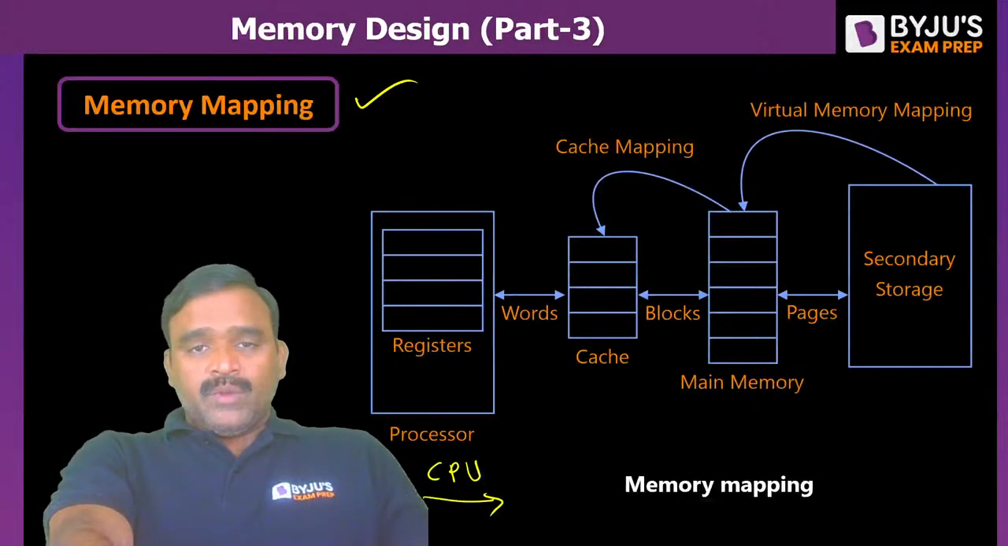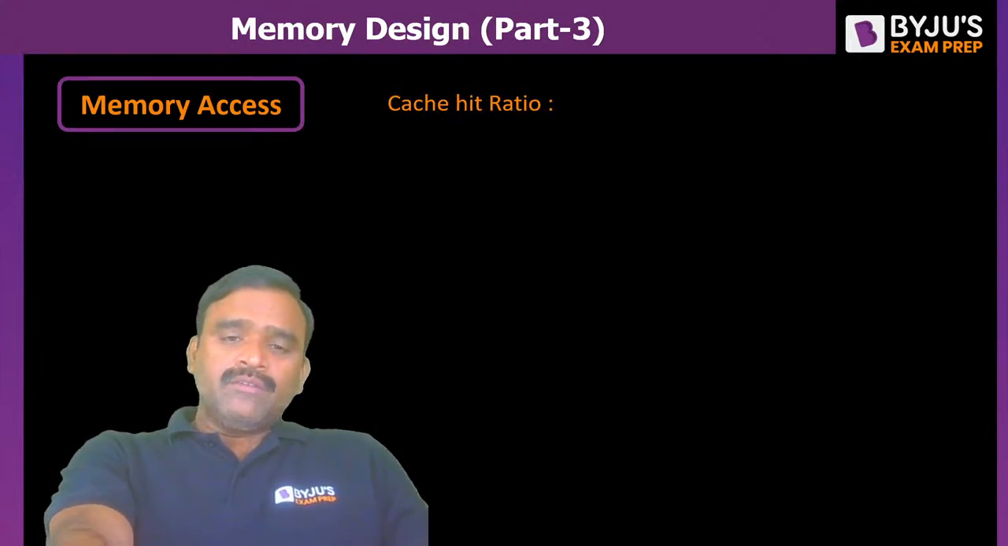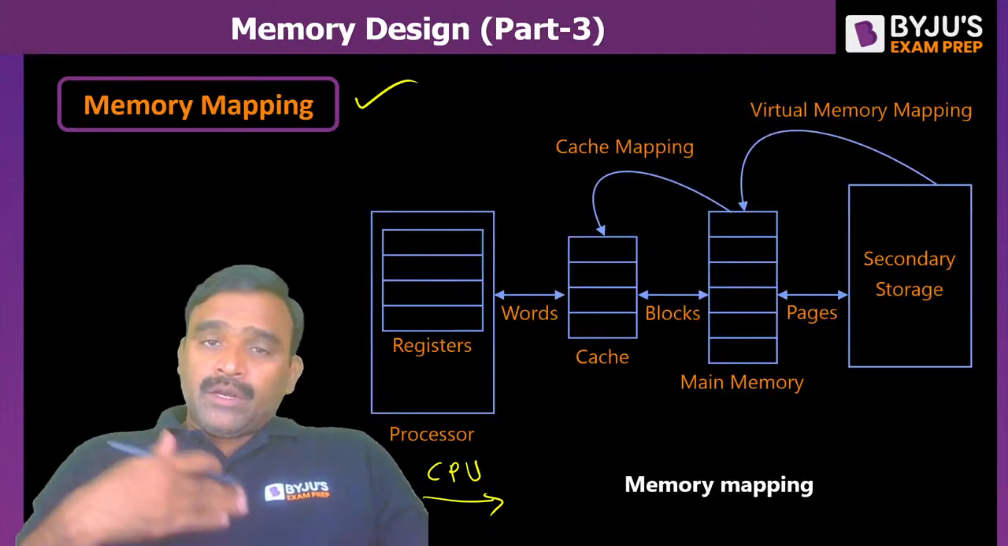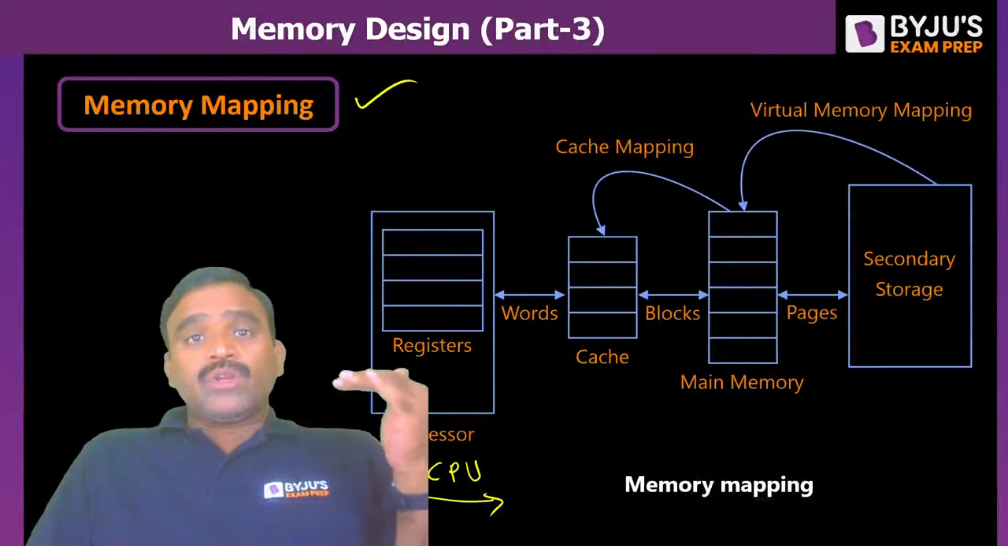So this is the memory mapping, and now let's see memory access hit ratio. Generally, why is cache used? In order to improve the access time, we have to reduce the effective memory access time.